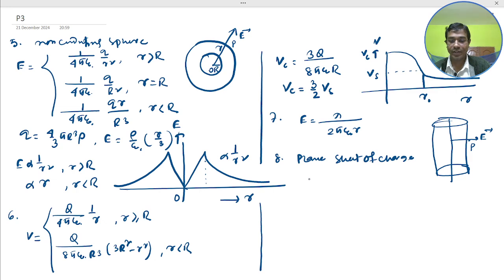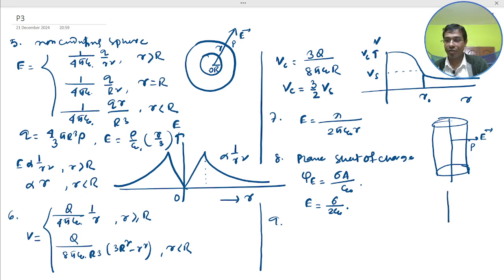So for a plane sheet of charge, phi E is equal to sigma A by epsilon naught. So basically the electric field here is sigma by 2 epsilon naught. And the electric field intensity just outside the charged conductor.